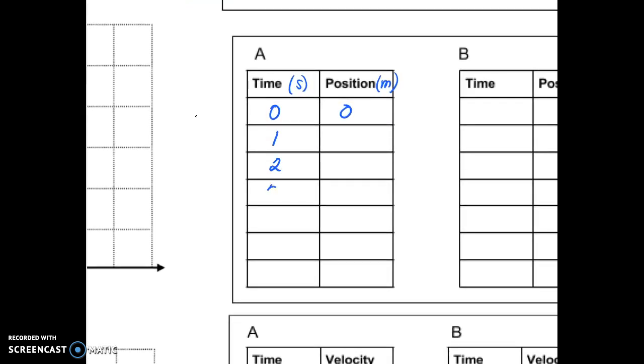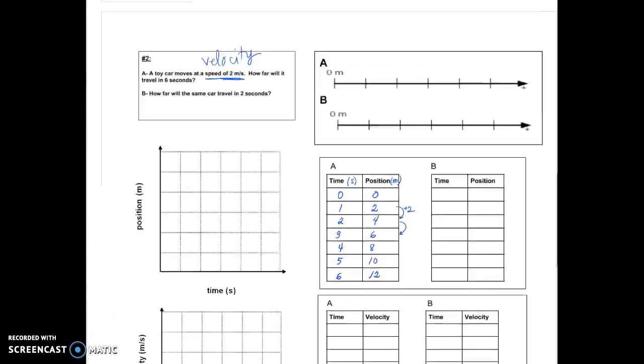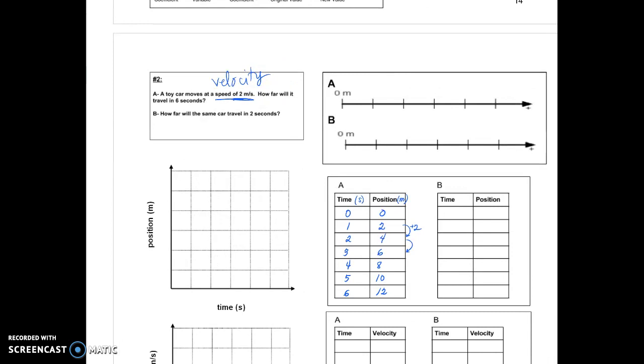So it moves for 6 seconds. And it moves at 2 meters. So for every second, it moves 2 meters. Every second, it moves another 2. So we're going to add 2 meters. So that's actually 4, not 2. Sorry, excuse me. So 4. And then we're going to add 2 to 4. So that's 6. Add another 2 is 8, 10, and 12. So that's what our position time table looks like.